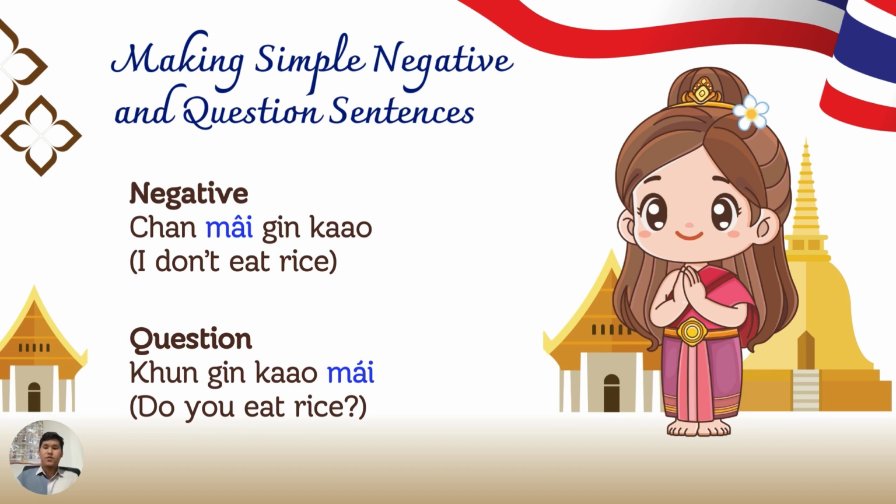Making negative and question sentences in Thai is super easy. Just add the word ไม่ before the verb for a negative sentence, like ฉันไม่กินข้าว, it means I don't eat rice. For questions, add ไหม at the end, like คุณกินข้าวไหม, which means do you eat rice? Simple, right?